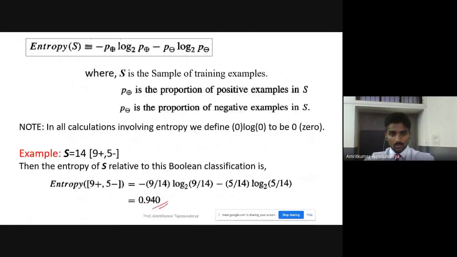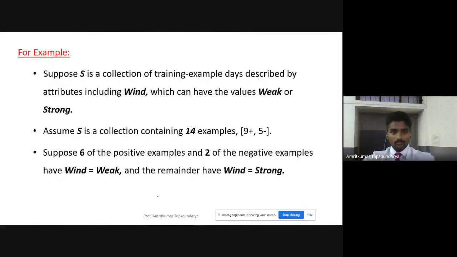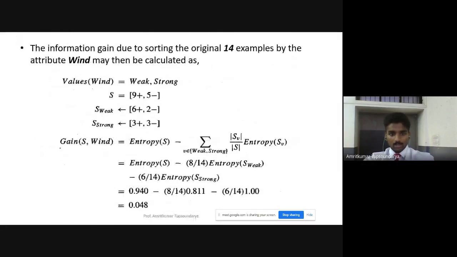Let me go back and show. Yeah. So this was the entropy that we got, 0.940. And then that entropy was substituted into the gain formula. This is the gain formula.